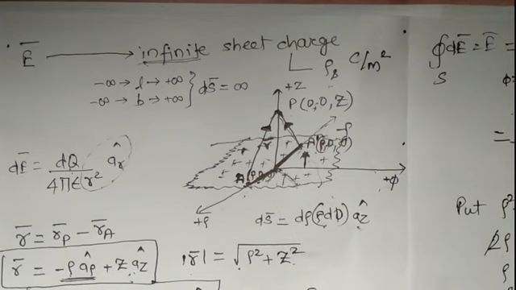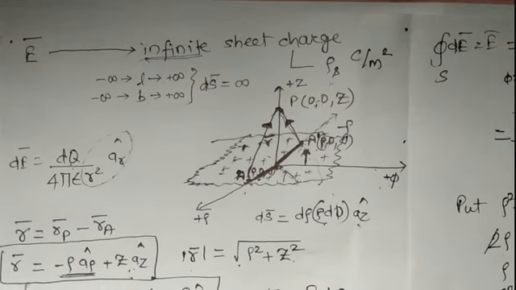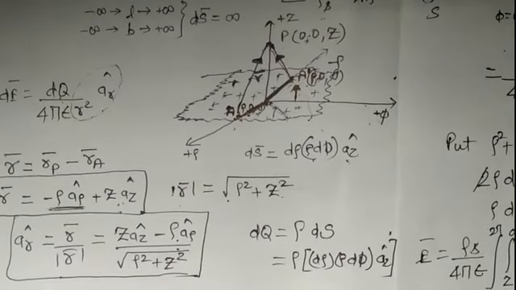So we calculate R bar, which is equal to the position vector of the final point minus the position vector of the initial point. So it would be minus rho into arho cap plus z into az cap. R will be the square root of rho square plus z square. From that we calculate the value of aR cap, which is equal to R bar upon mod of R bar, equal to z into az cap minus rho into arho cap divided by square root of rho square plus z square.